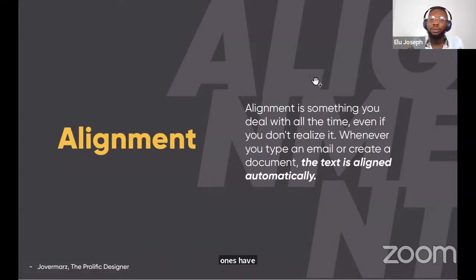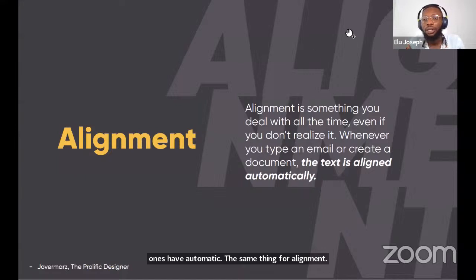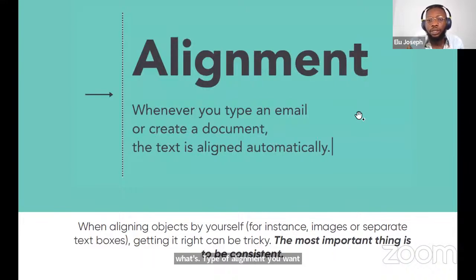And alignment also, like I said, most fonts have automatic kerning, leading, tracking. The same thing for alignment. Most fonts are auto-aligned. You are the one to decide what type of alignment you want, whether left alignment or right alignment or whatever, but it is automatic. When you type on your phone or in emails, alignment is automatic. Okay. Now, the beautiful thing about alignment and the easiest way to get it right is to be consistent. If you align the first text to the left, just continue aligning everything to the left.